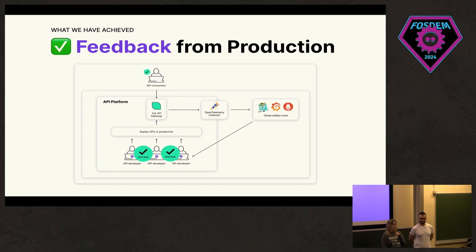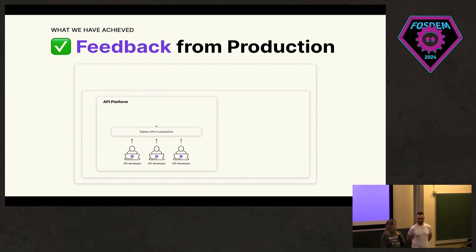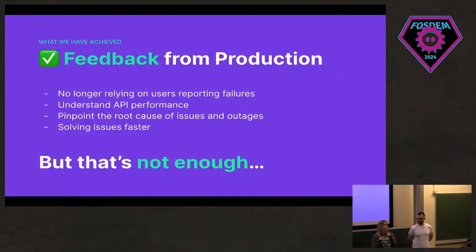Again, what have we achieved? Feedback from production. We're no longer relying on users reporting a feature, no longer somebody that calls support and says, oh, I have a problem, something is down. Now you see it. You see it all, so you can be proactive. You understand the API performance. You understand really what's happening, where the error is happening, and you can solve issues faster.